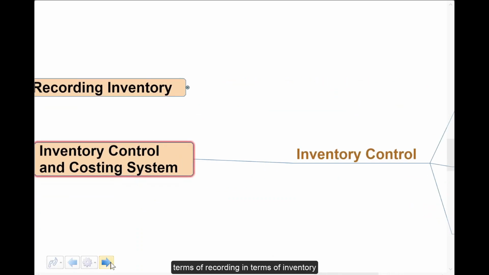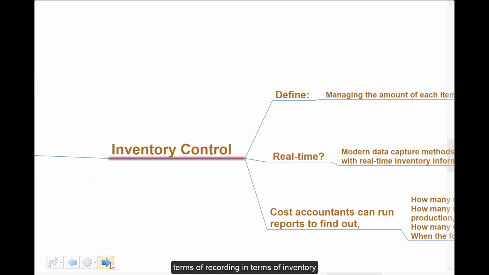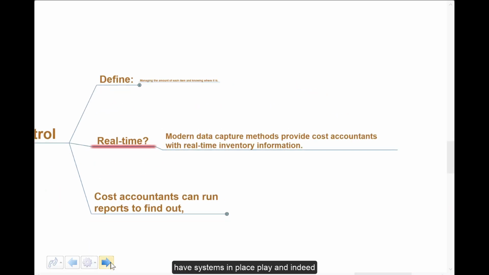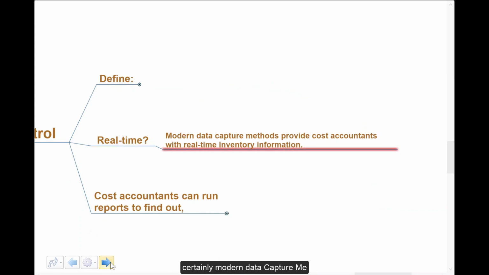Now, in terms of inventory control, given the importance of material, it's important to be able to manage the amount of each item and indeed know where it is. It may well be that a manufacturing business has millions and millions of dollars worth of inventory. We need to have systems in play. And indeed, certainly modern data capture measures provide accountants, cost accountants with real-time information. And that takes some doing.